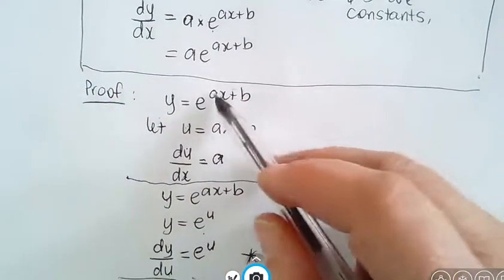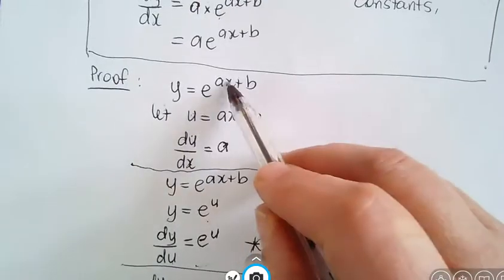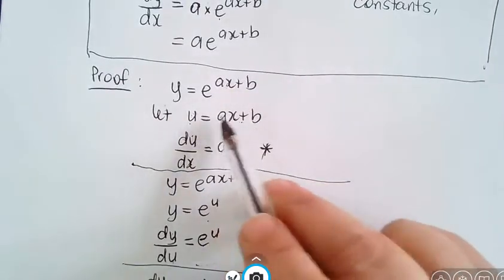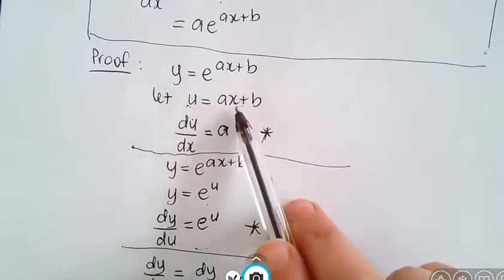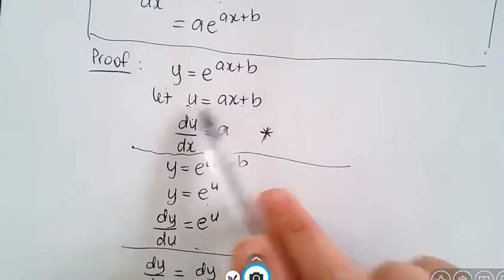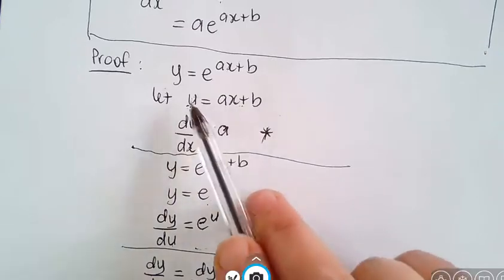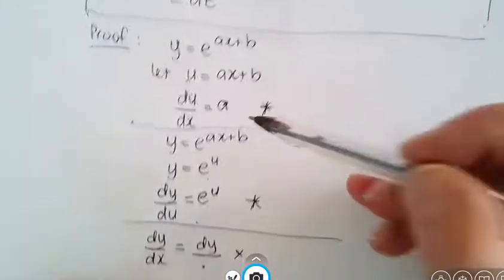But what I've done, I've made a substitution. I've let u equal this power. So u is ax plus b. So if I want to differentiate this, I do du/dx. Do you understand why? Because u is a function of x. So du/dx is a.